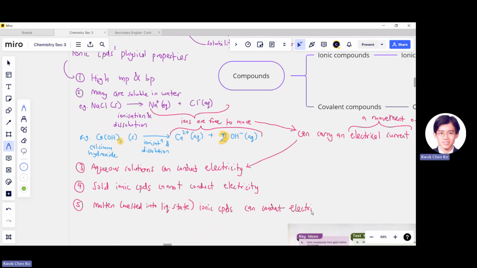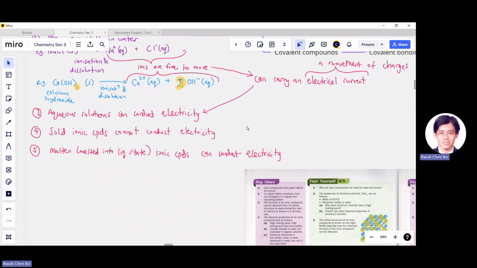About page 23, I don't think it has any information. But keep 4 and 5 in mind. They like to ask about this, compare and contrast about electrical conductivity in ionic compounds.